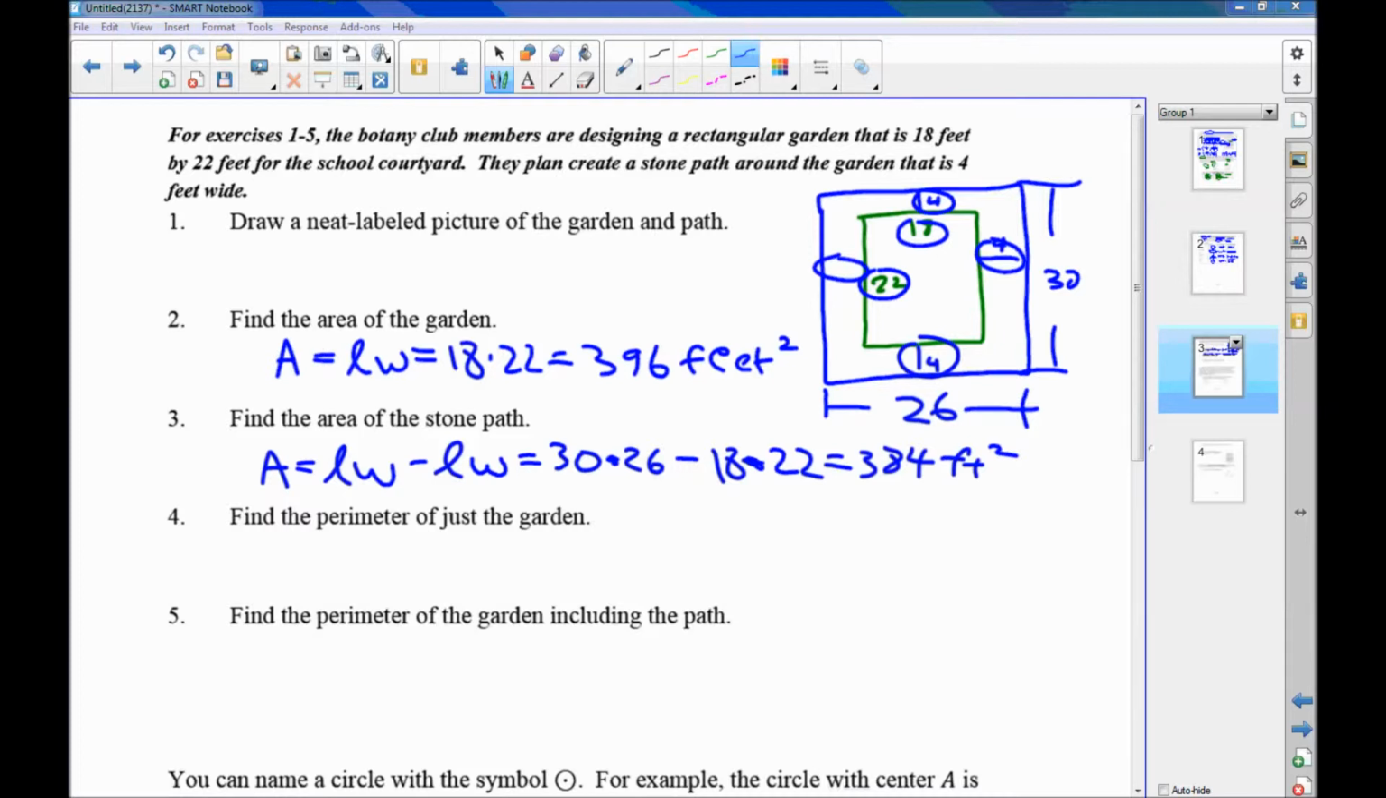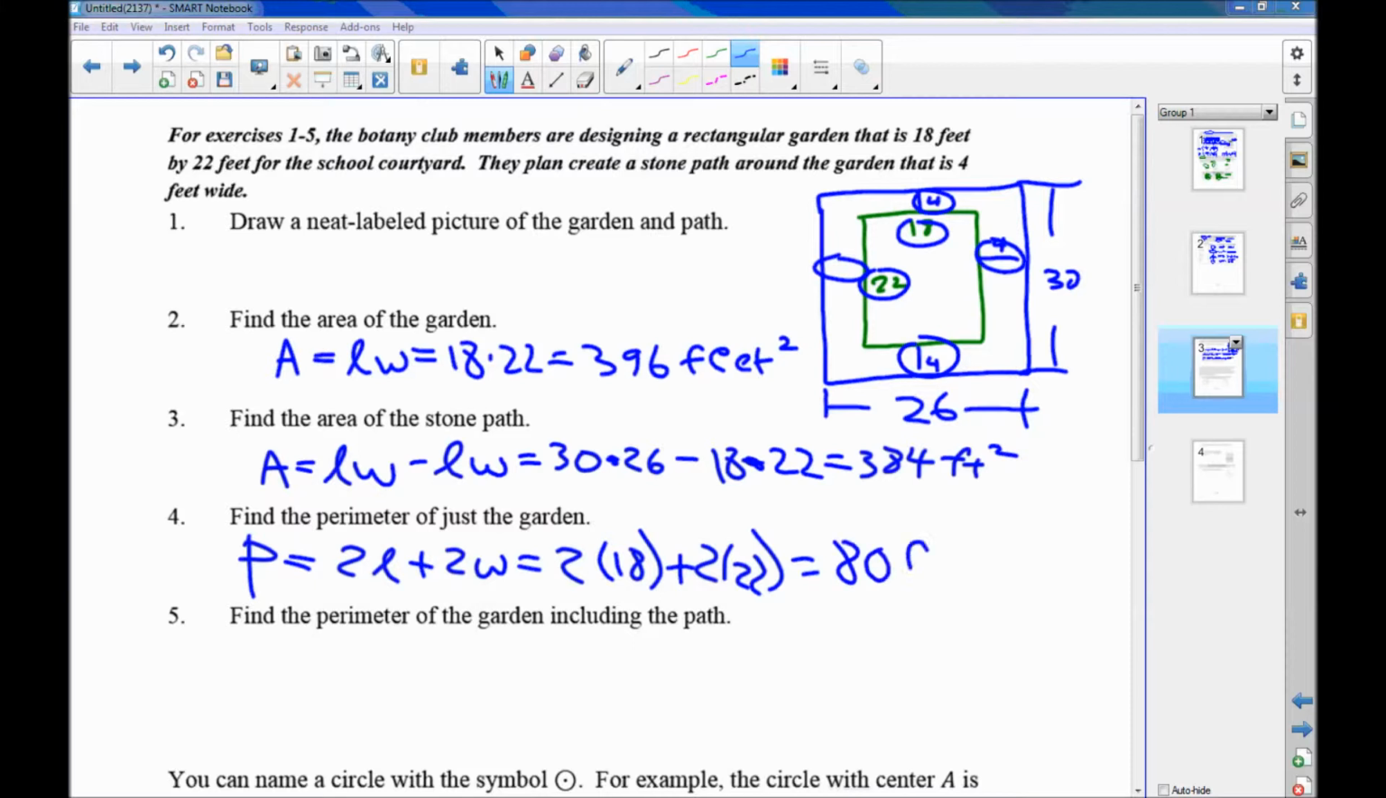All right. Find the perimeter of just the garden. So the perimeter of the garden is going to be 2 lengths plus 2 widths. So 2 times 18 plus 2 times 22 will give me 80. So it takes 80 feet to walk around the garden. So you walk 18, 22, 18, and then another 22.